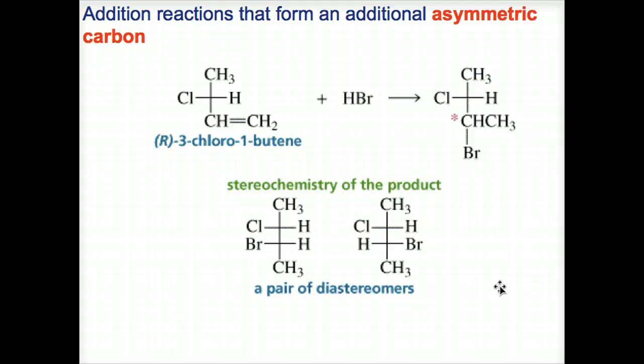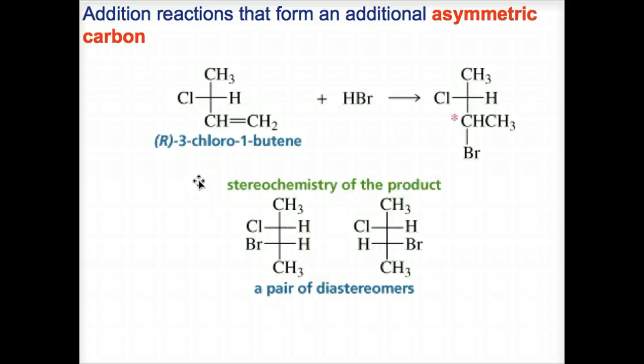Here's an example of a reaction that has a reactant with one asymmetric carbon that results in a product with two asymmetric carbons. Here's the one asymmetric carbon right there. And it's going to form two asymmetric carbons, this one and this one. Of course, this is the one it had to start with. So it has a new asymmetric carbon right there. But the product has two asymmetric carbons. The reactant has one.